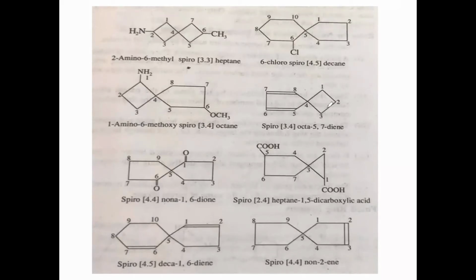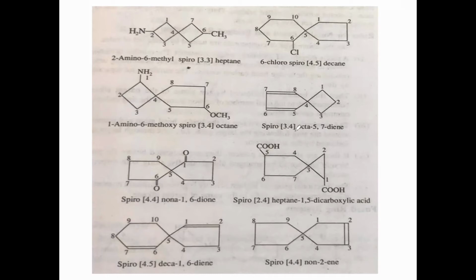The smaller ring contains 3 carbons, so you will write 3 and then there is a dot. You have to remember this. Then there is a dot and then you will write the larger ring carbon atoms, that is, here it is 4. Then the bracket is complete.